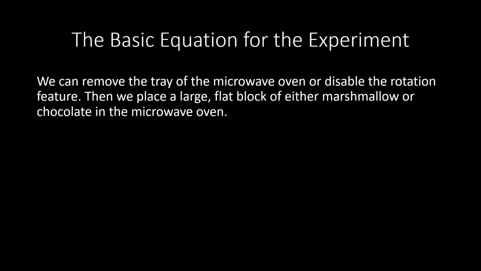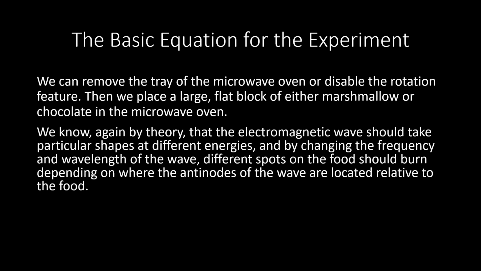We can remove the tray of the microwave oven or disable the rotation feature. Then we place a large, flat block of either marshmallow or chocolate in the microwave oven. We know, again by theory, that the electromagnetic wave should take particular shapes at different energies. And by changing the frequency and wavelength of the wave, different spots on the food should burn depending on where the antinodes of the wave are located relative to the food. Of course, the military has already taken advantage of this fact.